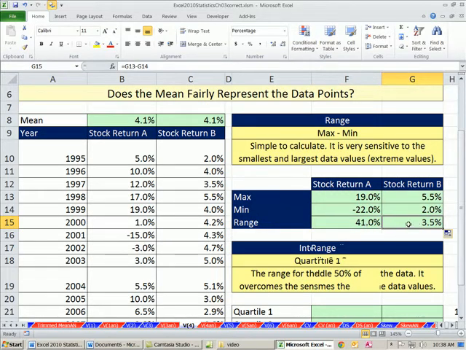So which one has more dispersion based on the range measurement? Obviously, stock A. All right, well, the limitation of this is it's only using the biggest and smallest. For example, what if there was only one really small one, but all the other ones were clustered? So this is useful. We can see the range, but it's only using 2 values, and that has its drawbacks.